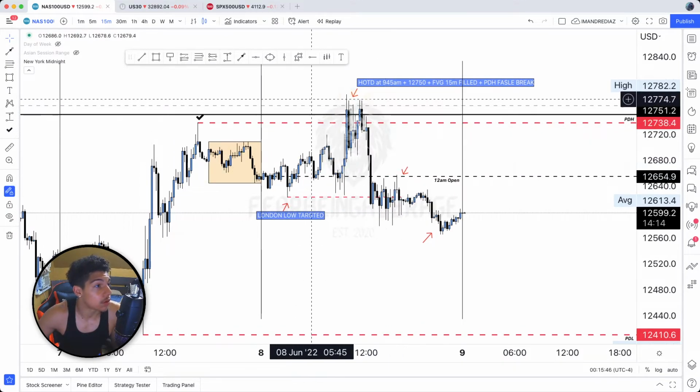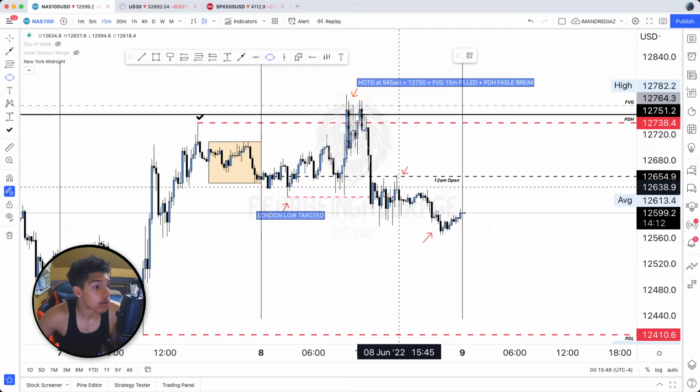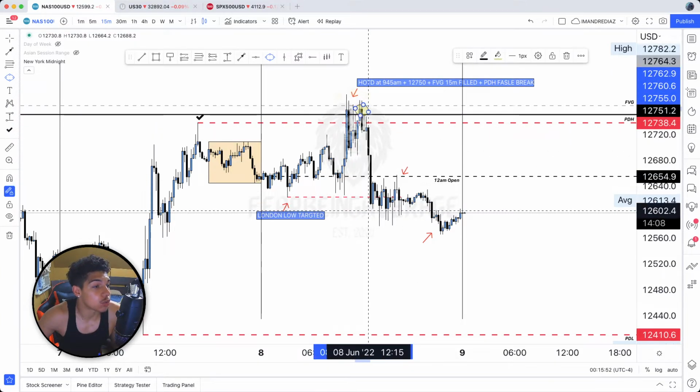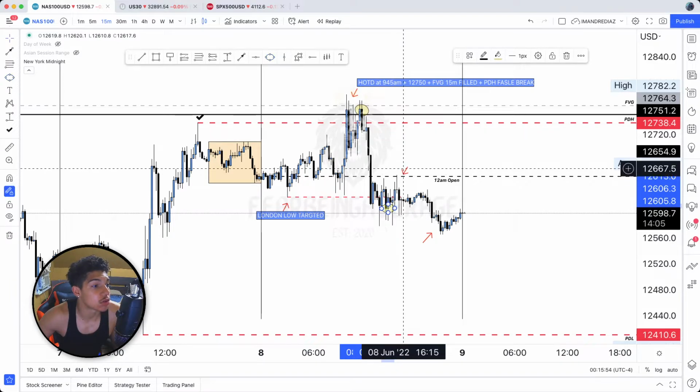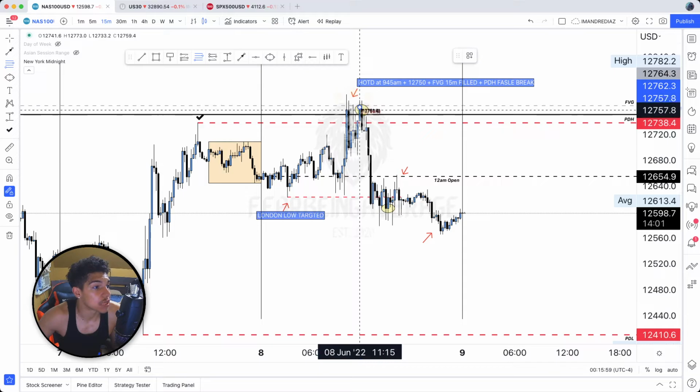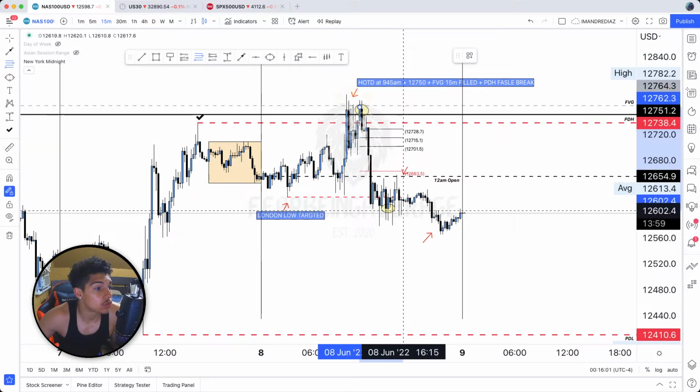But let's move on. Now we're going to look at this low right here. Say you didn't catch this move and you were still having a fear of missing out and wanted to potentially catch a retracement. What could you have done? Simply wait for a potential retracement. So you're going to pull your fib from this high, the high of the day, all the way to this point right here.